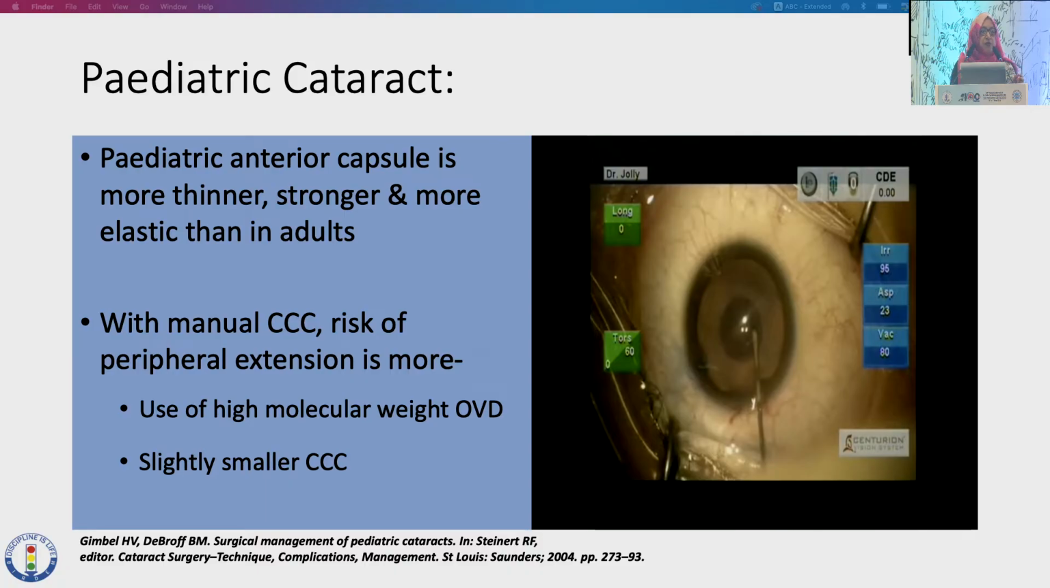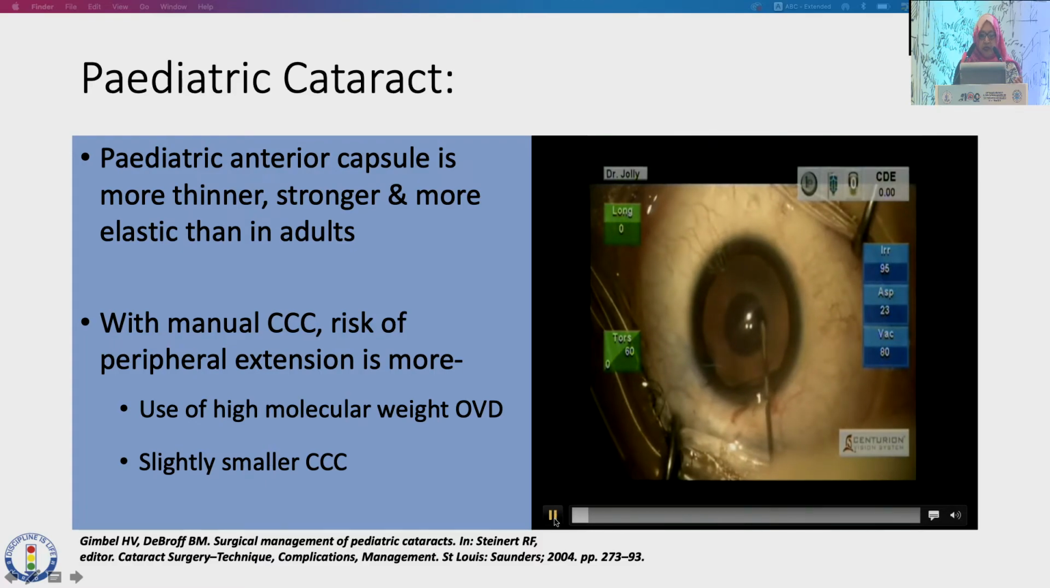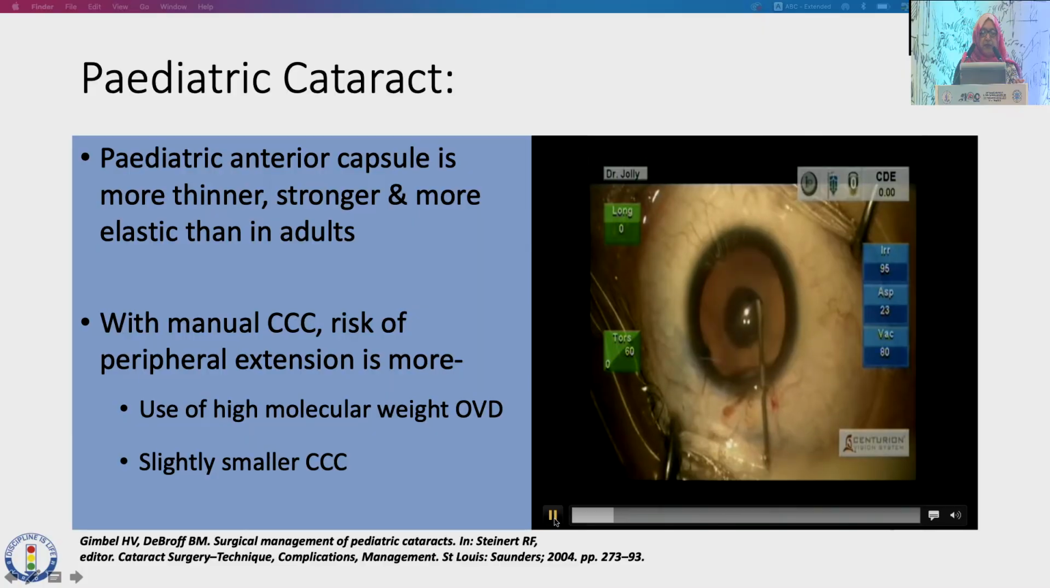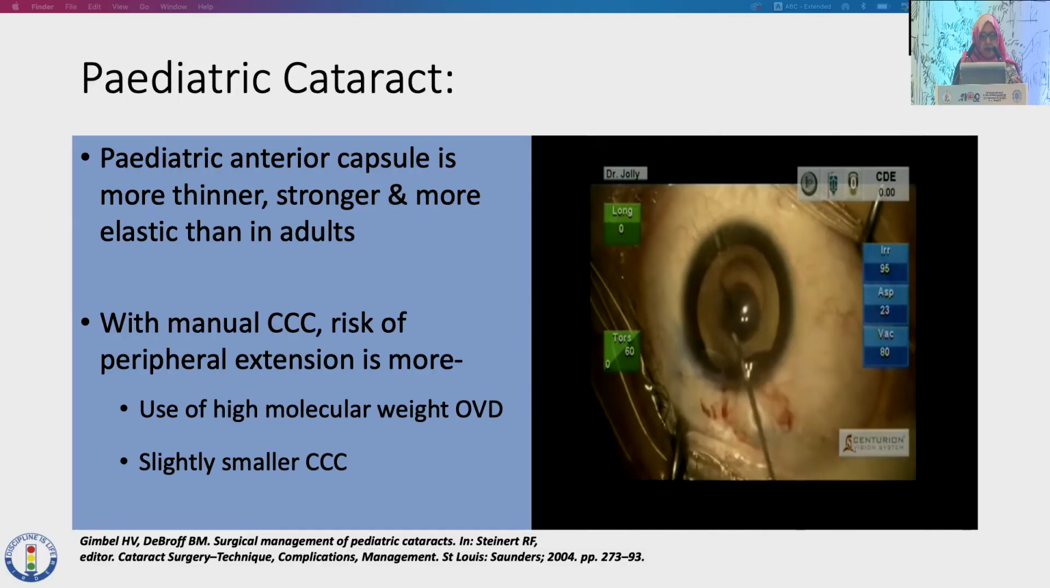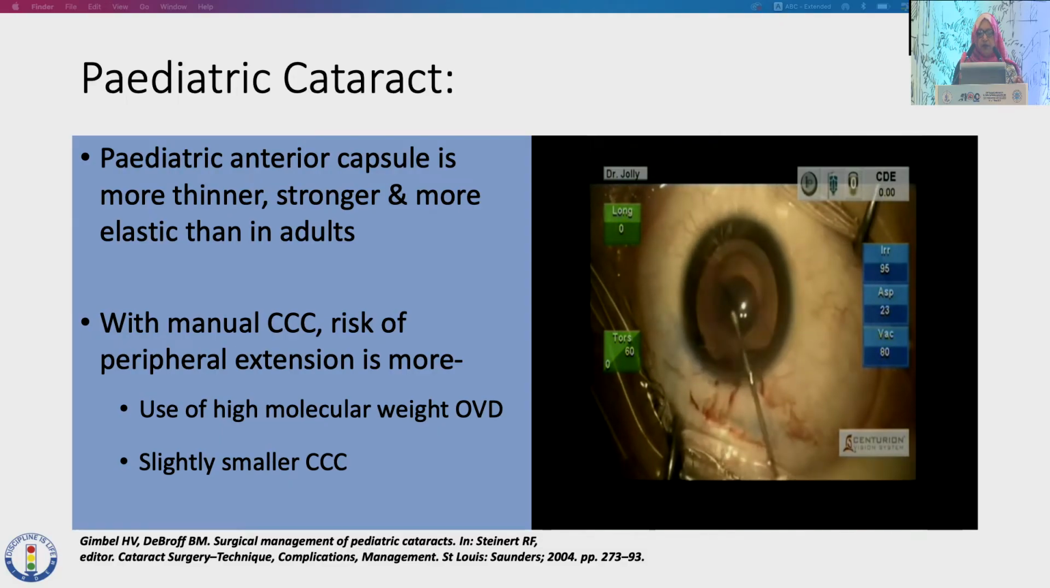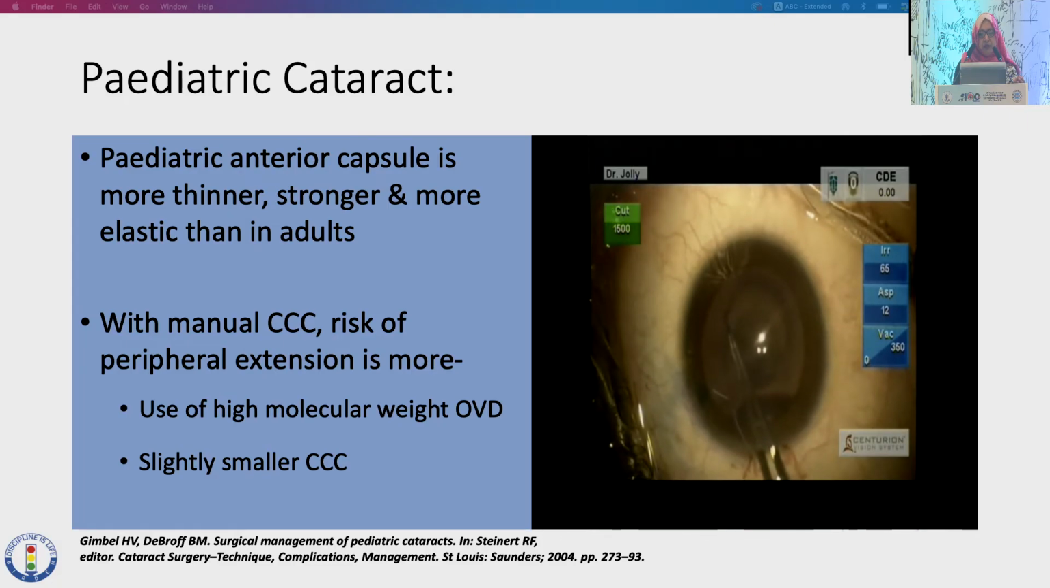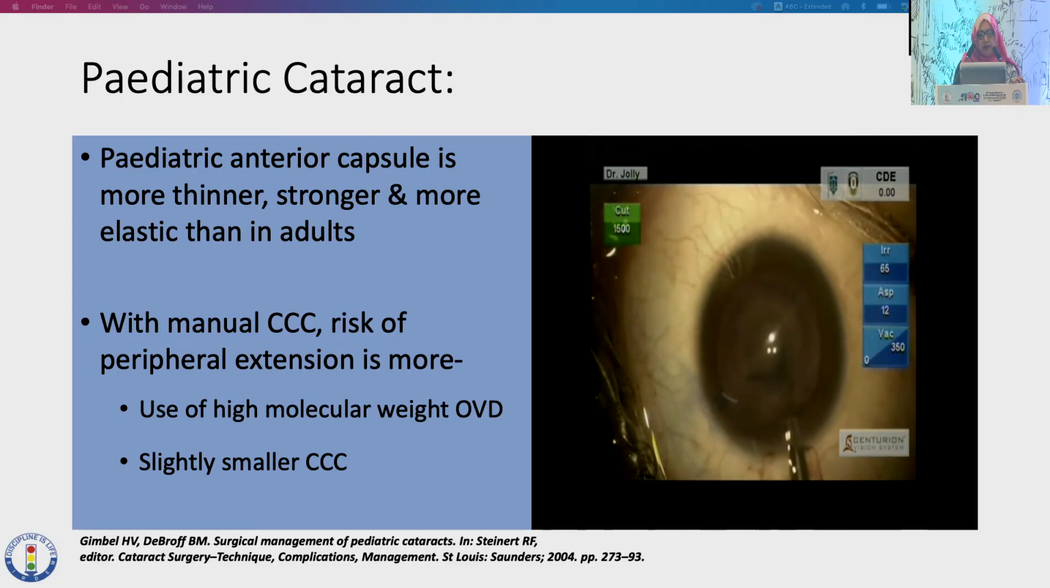Pediatric anterior capsule is thinner, stronger, and more elastic than in adults. There is a greater risk of peripheral extension, so it needs more precise surgical maneuvers. Here we could use high molecular weight OVD to flatten the anterior capsule and construct a slightly smaller rhexis than desired, because with the stretch in the anterior capsule, the opening would be larger at completion.